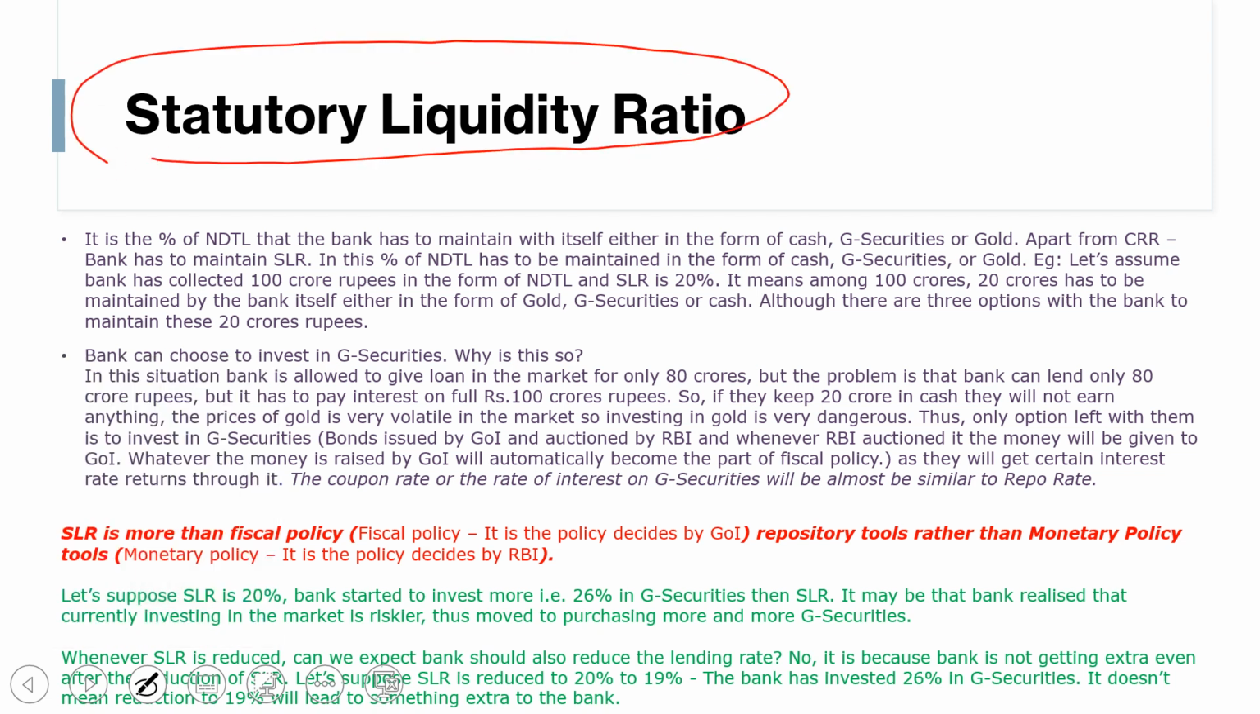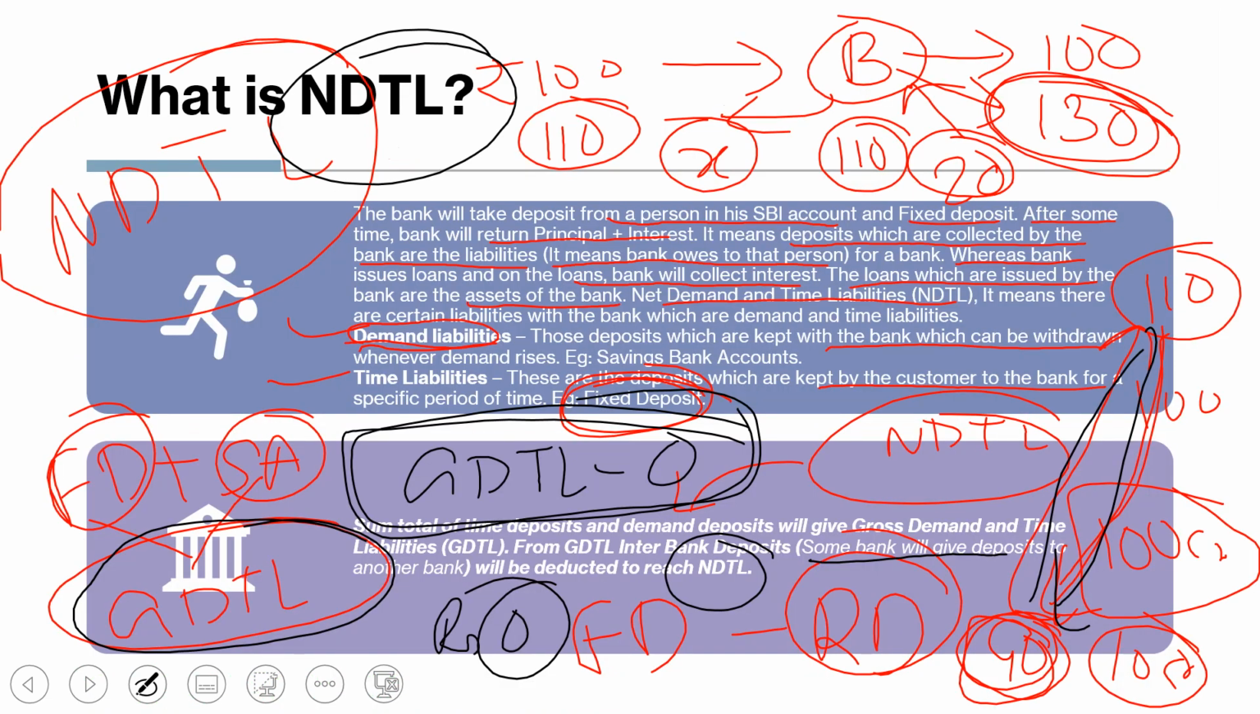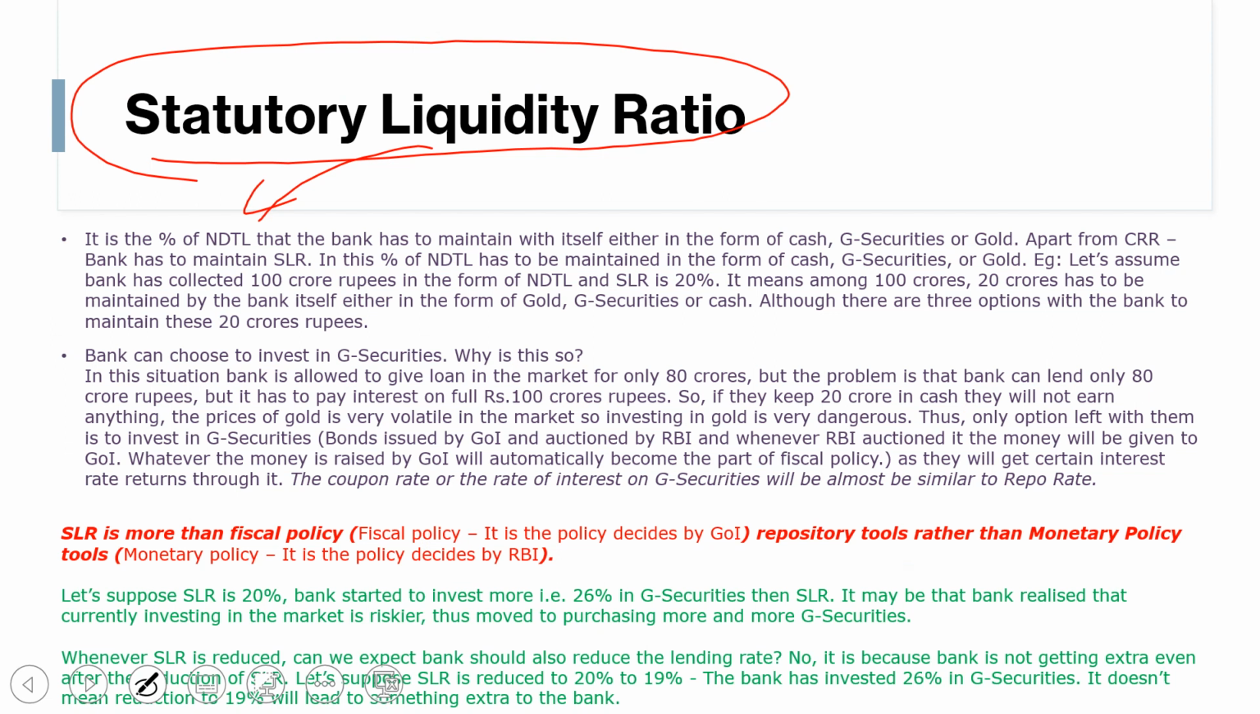Okay, moving ahead, another term we have to understand: what is statutory liquid ratio? What is statutory liquid ratio? SLR. Now I will move ahead with this example and you will understand it. It is the percentage of NDTL that I have explained here. It is the percentage of NDTL that a bank has to maintain with itself, either in the form of cash, G securities or gold. Now you understand what is cash.